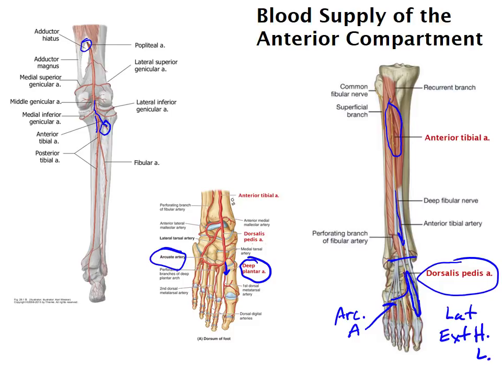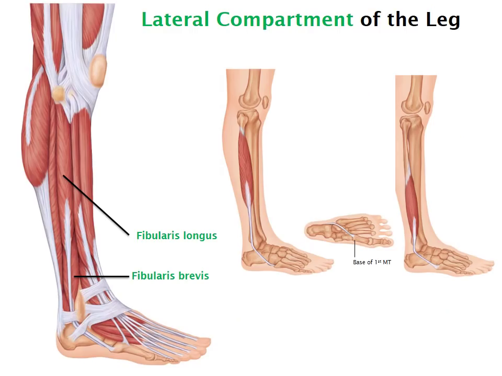The lateral compartment is rather straightforward. There are two muscles, the fibularis brevis and longus, that both participate in eversion of the foot. That's turning the sole of the foot outward. They both attach to the fibula as we see here, with the longus having a higher attachment and sometimes even extending up towards or very close to the fibular head.